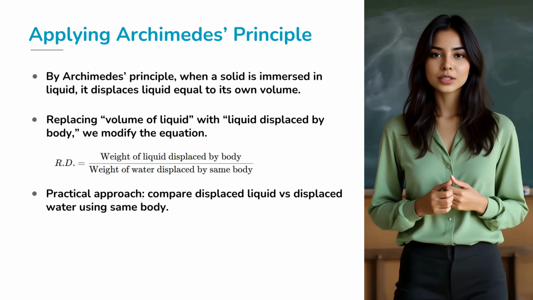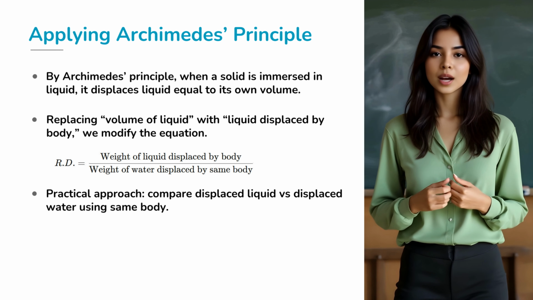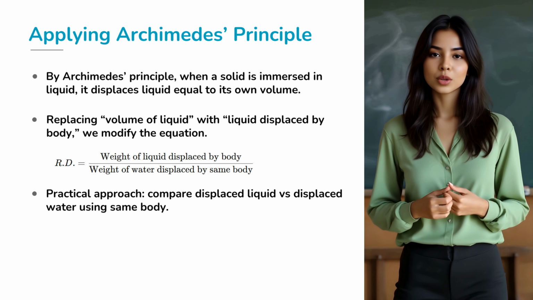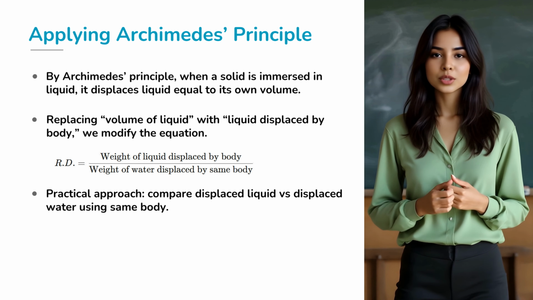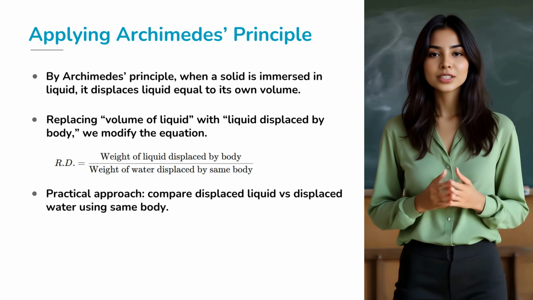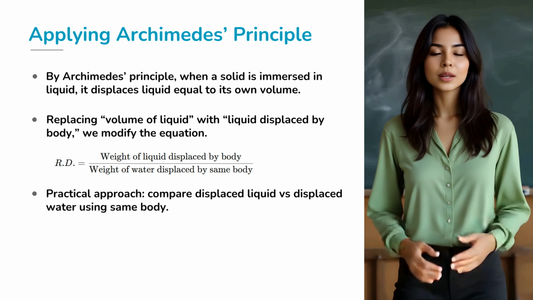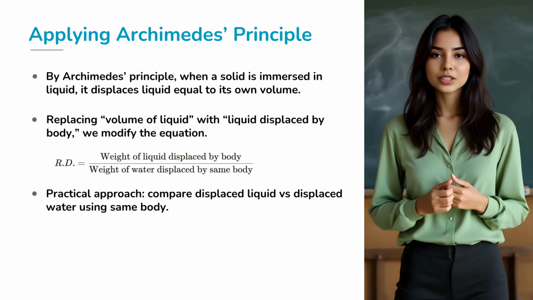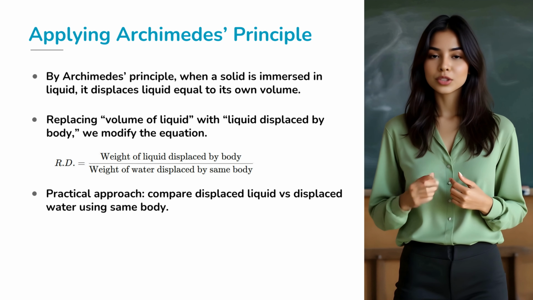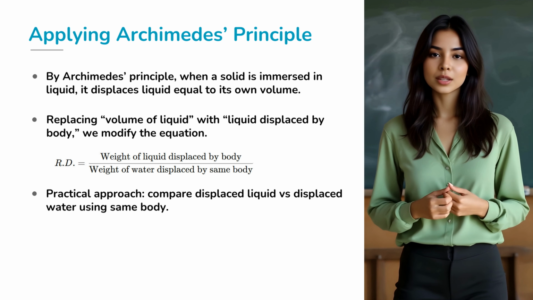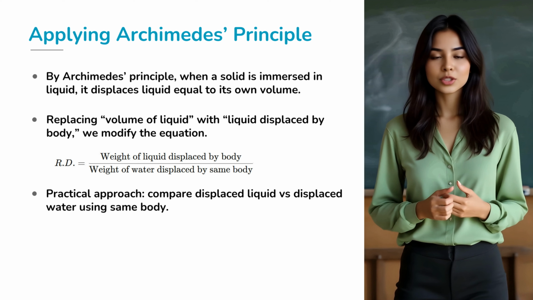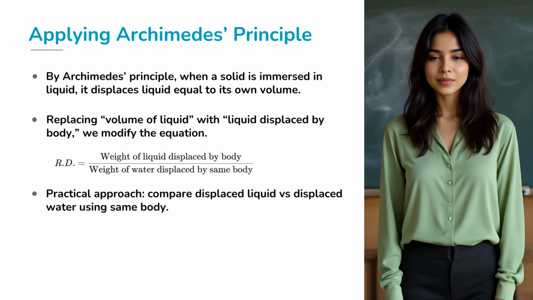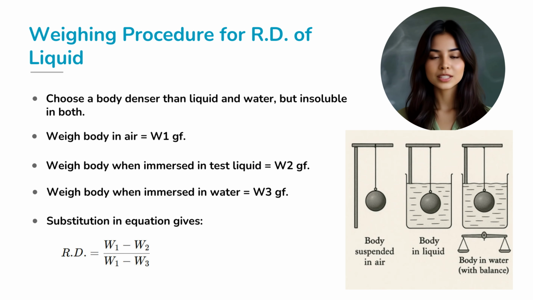Now, how do we measure this in practice? That's where Archimedes' principle comes in. You remember, any body immersed in a liquid displaces a volume of liquid equal to its own volume. So, instead of directly measuring the volume of liquid, we use displacement. This changes our equation to RD equals weight of liquid displaced by a body divided by weight of water displaced by the same body. This clever method ensures accuracy because we are using the same solid body to compare the two liquids. Let's see how this is done experimentally.